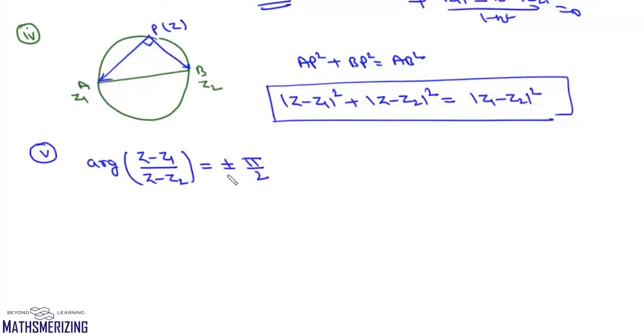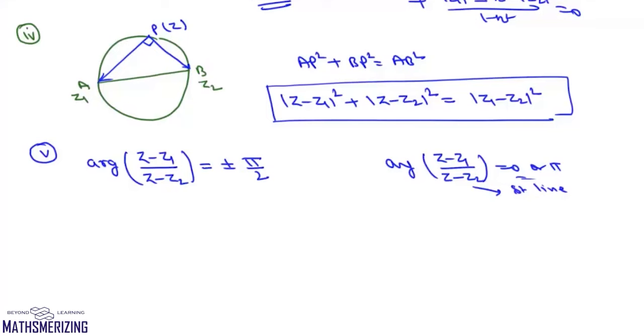Now if we take only the plus sign or only the minus sign, in that case it will represent only a semicircle. And previously we have studied if this argument of (z − z1)/(z − z2) is 0 or pi, then this z will lie on a straight line. So if it is 0 or pi, it's a straight line, and if it is plus minus pi by 2, then this z will lie on a circle whose end points of diameter are A and B.